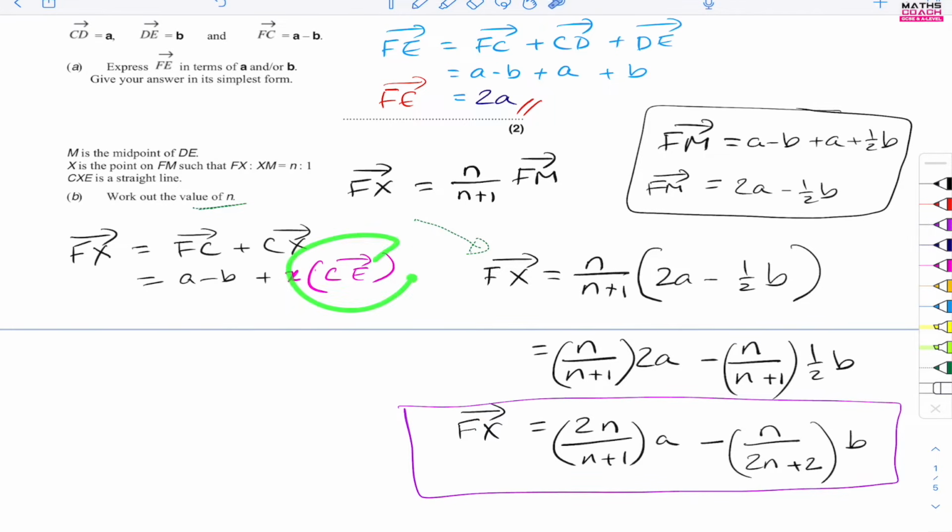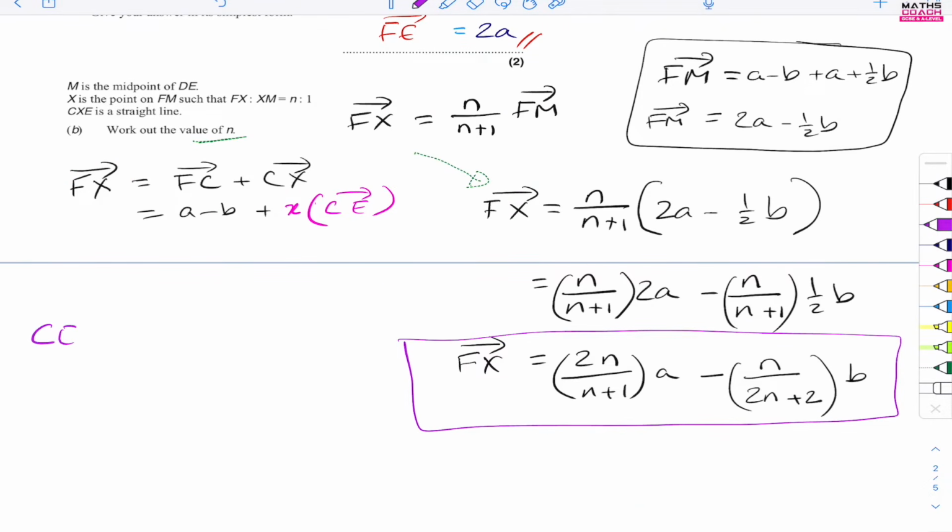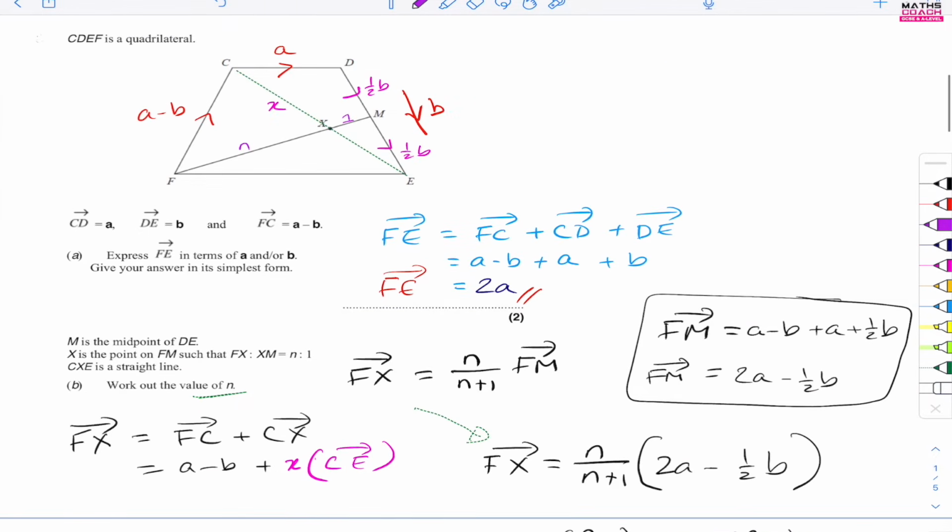Let's go back to this one again. We are looking for CE. Remember, both of these are f of x. We are finding two different ways of getting f of x. So now we're going to find the vector CE. We're going to need to look at the diagram again. C to E, how do you get there? Well, obviously, we're not going to use this route here, but we can get there by going from C to D and then D to E.